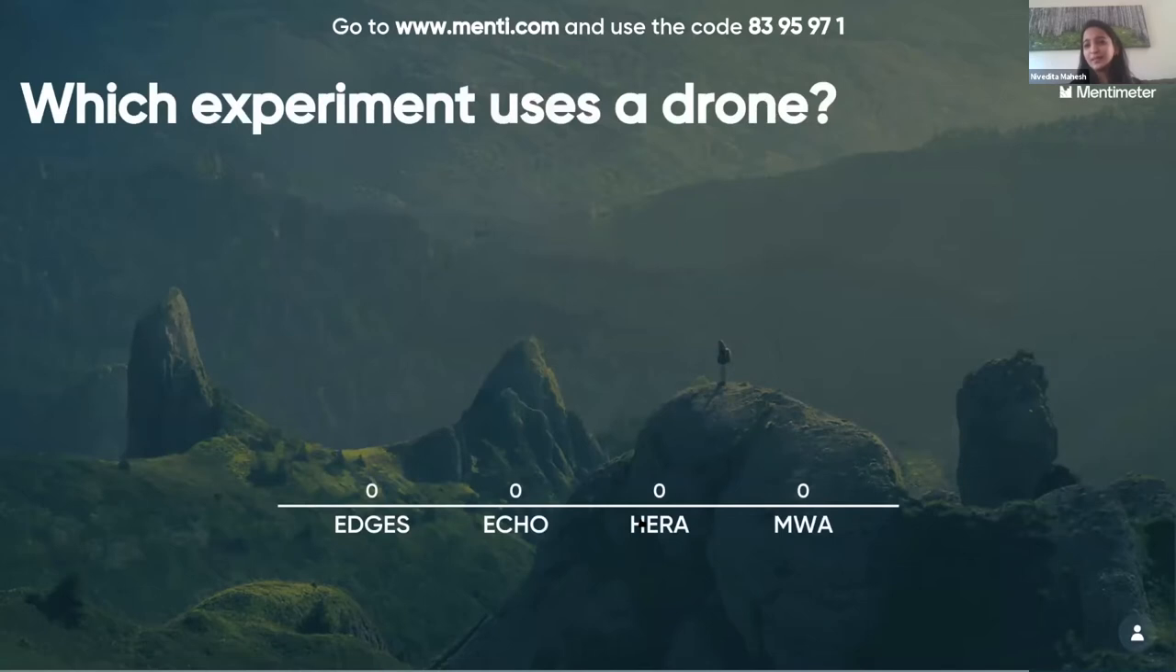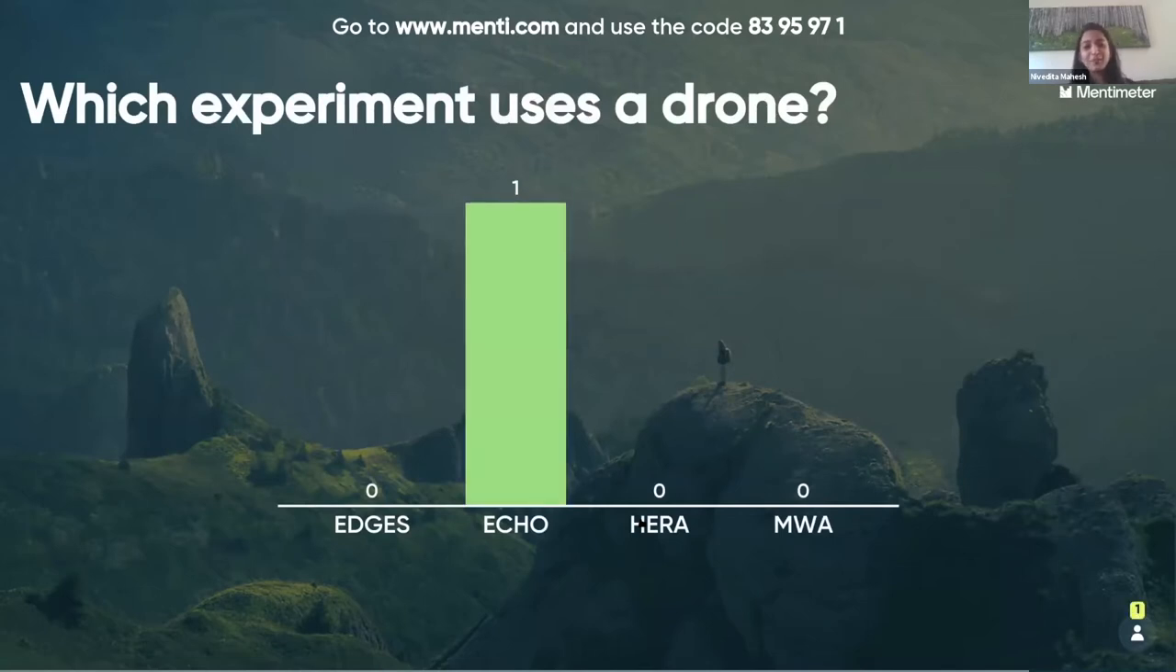Which experiment uses a drone? Is it Edges, Echo, Era, or MWA? Echo is the one. Echo is the experiment that uses the drone with a standard source that flies over the big dishes to characterize them. And that's the experiment Mridula here works on. Wonderful.